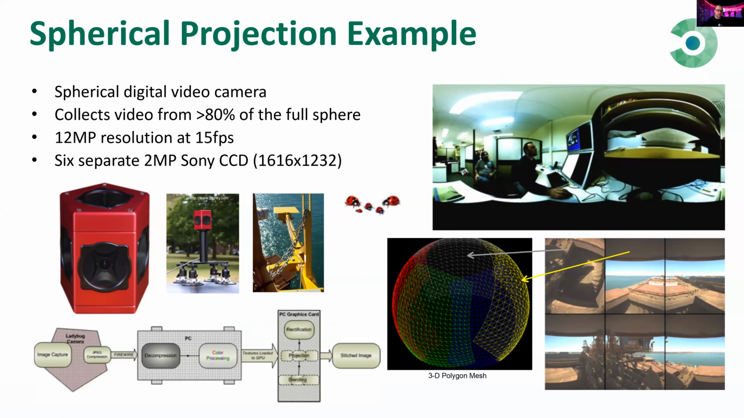It was the time when perhaps some of you know this Point Grey camera, called Ladybug, that allowed you to capture 360 degrees. So it was just the beginning. This camera was much better than any consumer grade cameras that we have even today on the market. It's able to collect videos with more than 80% of the full sphere, and it has 6 cameras, 2 megapixel Sony CCD. The limitation of that camera was that it was only capturing at 15 frames per second.